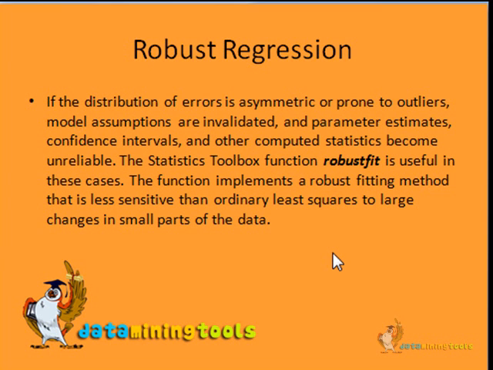Okay, next comes robust regression. Now, robust regression works by assigning a weight to each data point. This weighting is done automatically and iteratively using a process called iteratively reweighted least squares. If the distribution has errors that are asymmetric or prone to outliers, model assumptions are invalidated and the parameter estimates, confidence intervals, and other computed statistics become unreliable. Now, we use the Statistics Toolbox function robustfit in such models.